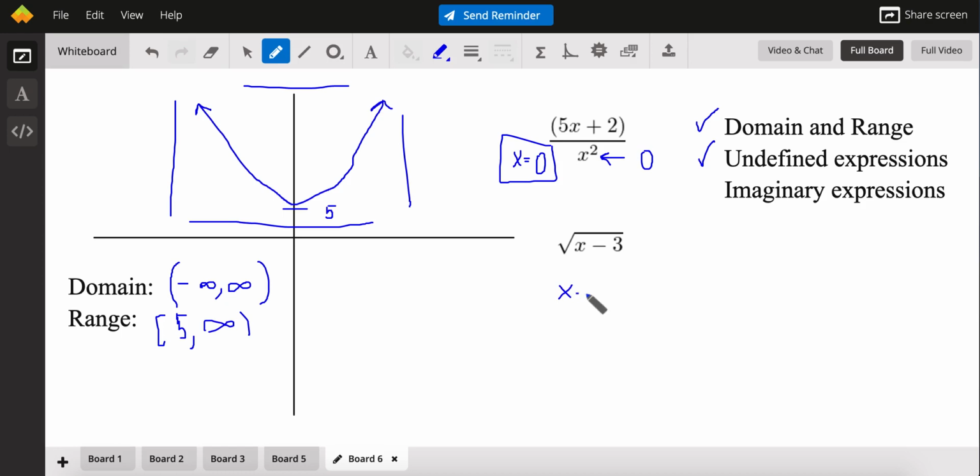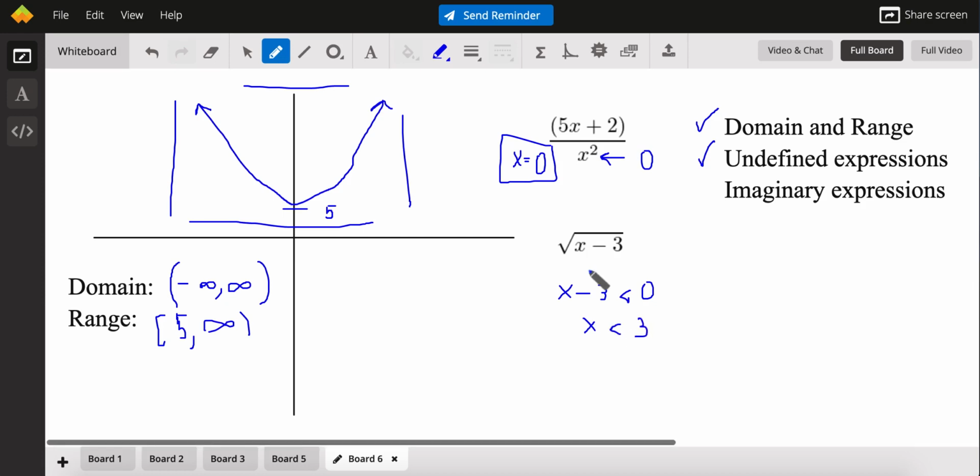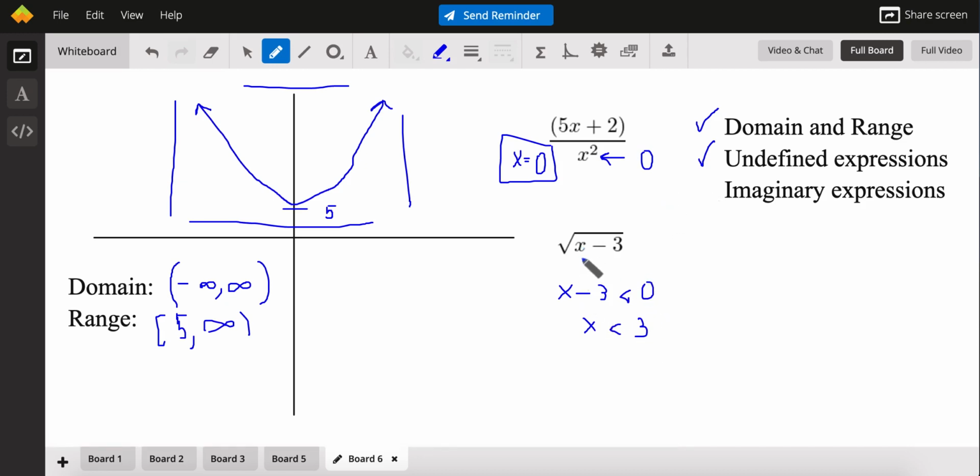So you could just say x minus 3 is less than 0. Obviously, x equals 3 would make your radicand 0, but less than 0 means any values where x is less than 3 will give you a negative radicand, which means you have an imaginary expression. It becomes an imaginary number.